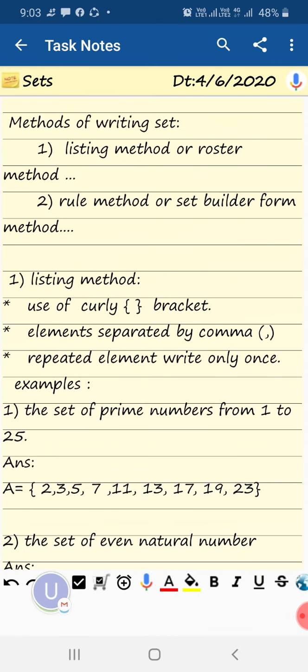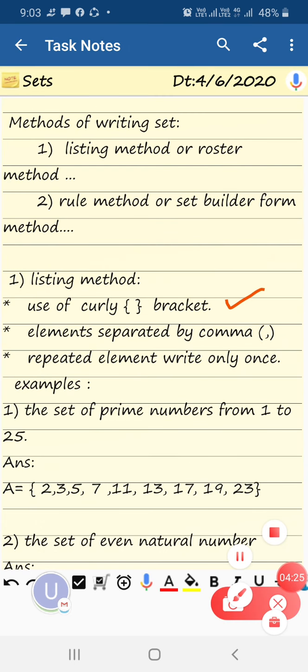Now we will see the methods of writing set. There are two methods of writing set: the listing method or roster method, and the other is the rule method or set builder form method. First we will see the listing method. In the listing method there are some rules: use of curly brackets, then elements separated by commas, and a repeated element is written only once. We will use this while writing the set in the listing form.